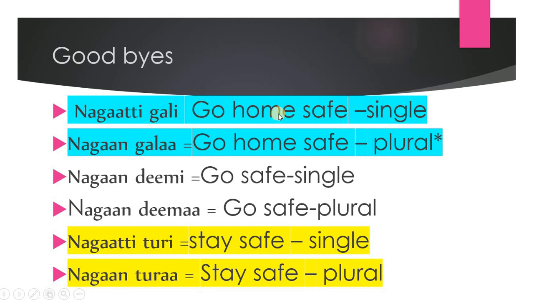The singles are for both male and female. The plural ones are also a mixture of male and female, or male only, female only as well. There's no gender difference here at all. Nagaatti gali, male, female. Nagaan gala, male, female, plural or respectful. Nagaan deemi, male, female, single. Nagaan deema, male, female, plural, or respectful. Nagaatti turi, single, male, female. Nagaatti tura, plural, male, female, or single respectful, or elderly.